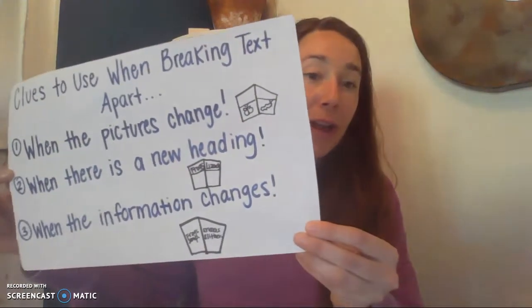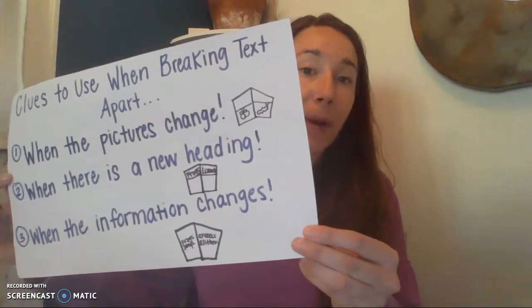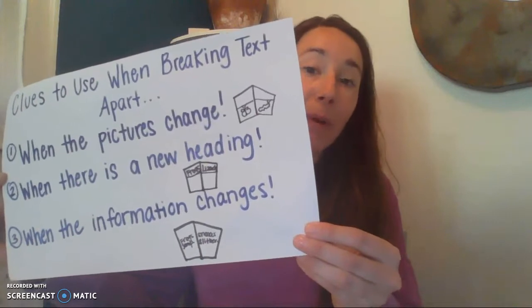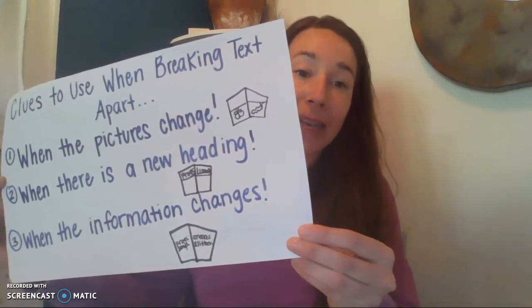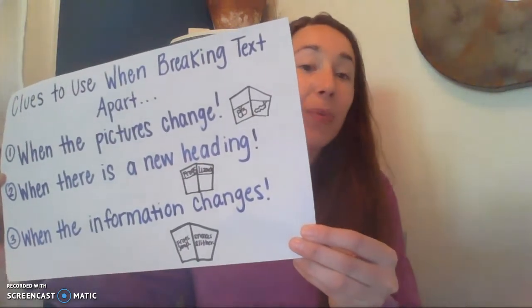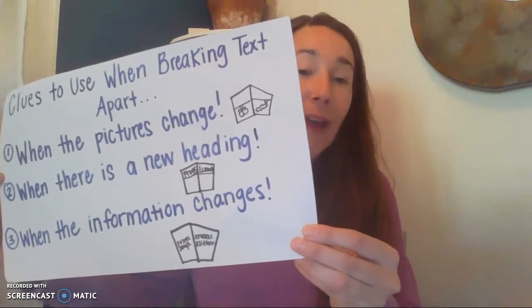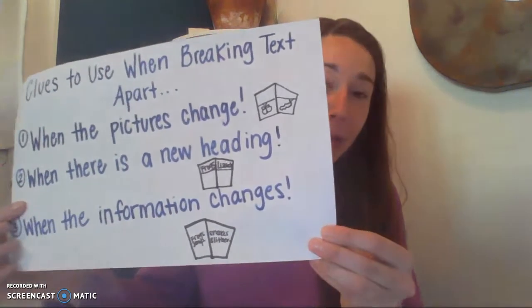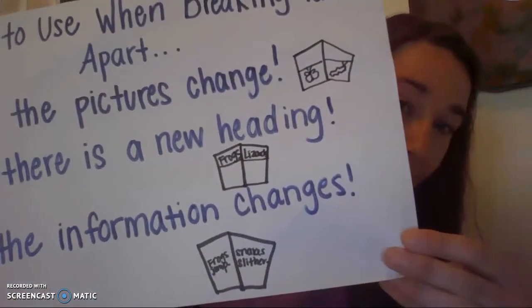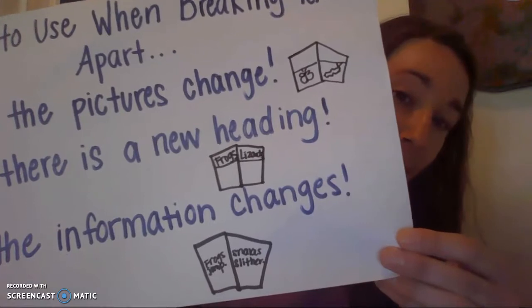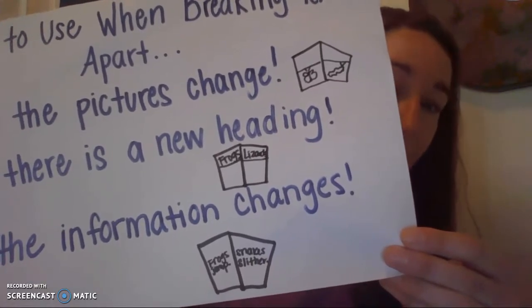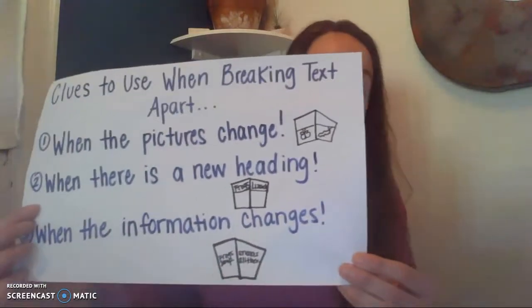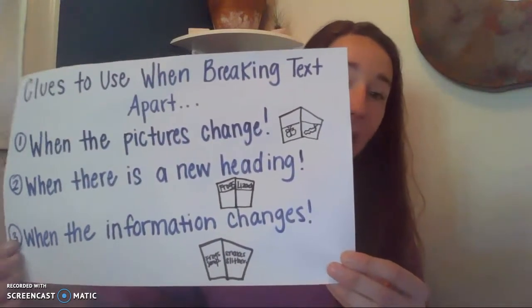The second clue that a reader can use when breaking apart text is paying attention to headings. Remember, headings are the chapter titles in nonfiction books. So when there is a new heading, that means a new section is starting. For example, if we were reading a book and we had a heading that was frogs, and on the next page or the next couple of pages, we had a heading that was lizards, we know that those are 2 different sections teaching us 2 different things.